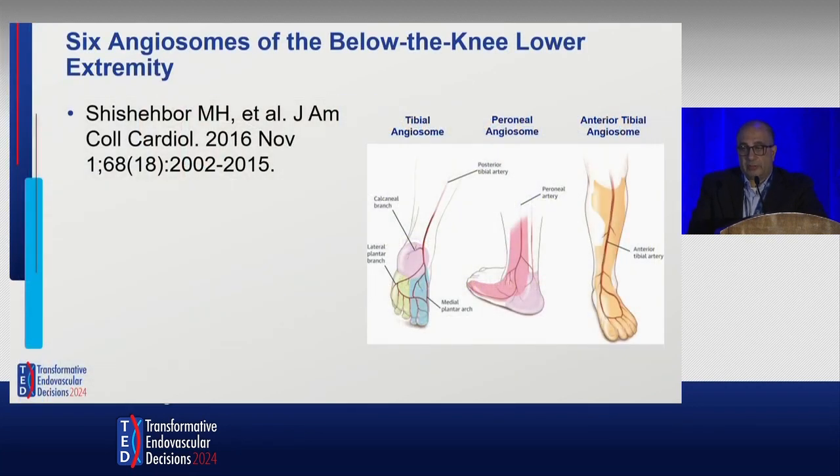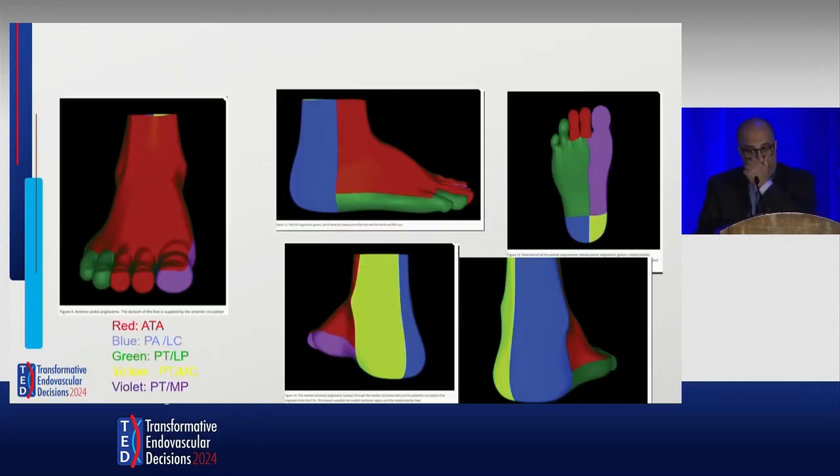Back in 2002, Dr. Taylor had a paper about the angiosome and correlating it with the wounds. This is another scheme of it. Everything represented in red is supplied by the anterior tibial artery. In the blue is the peroneal artery by the lateral calcaneal branch. Everything in the green is the posterior tibial artery and the lateral plantar artery.